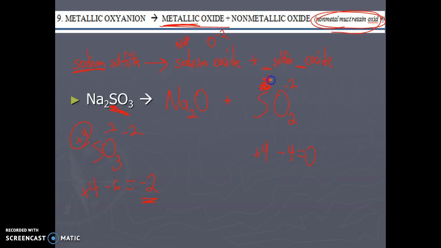You wouldn't write the charges on your final answer. So my non-metallic oxide here would actually be sulfur dioxide. And then balancing would be my last step, but it's already done. Don't have to balance this guy. So that would be my answer for that one. That's how you do decomposition number 9s.